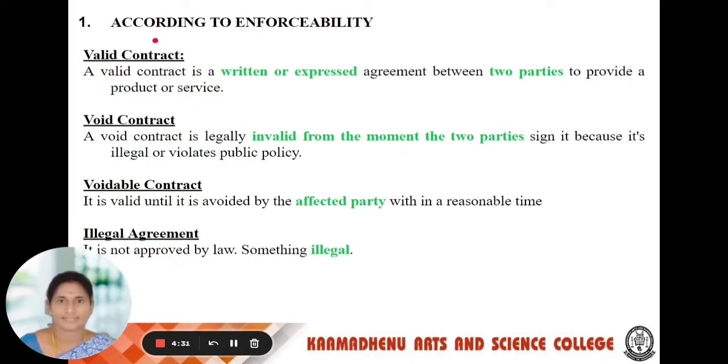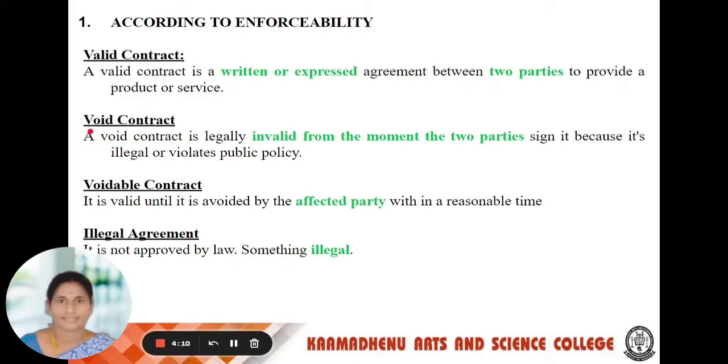First one, what is a valid contract? A valid contract is a written or expressed agreement between two parties which satisfies all the legal requirements. It is a written or expressed agreement between the two parties to provide a product or service. This is called a valid contract.